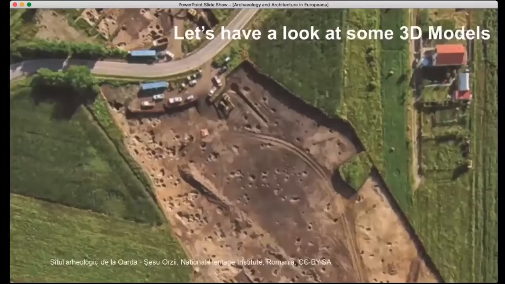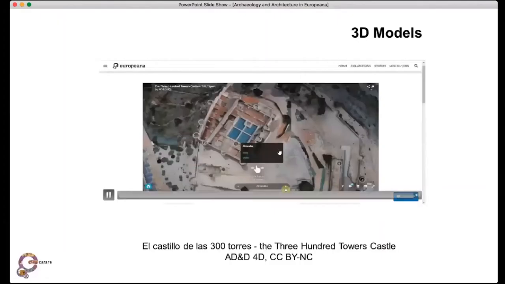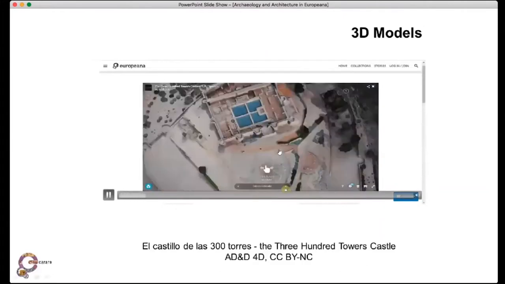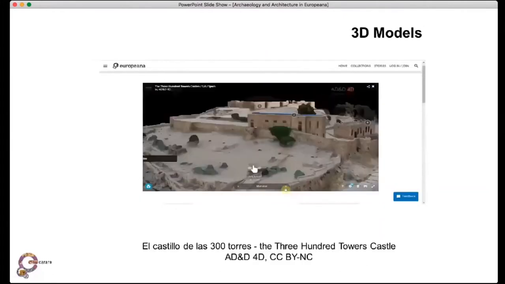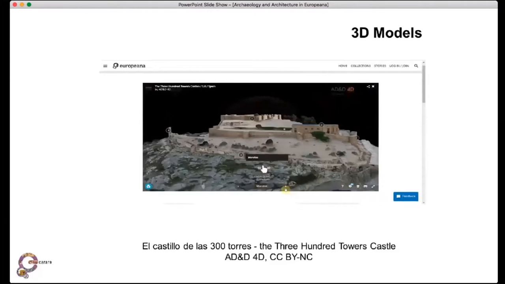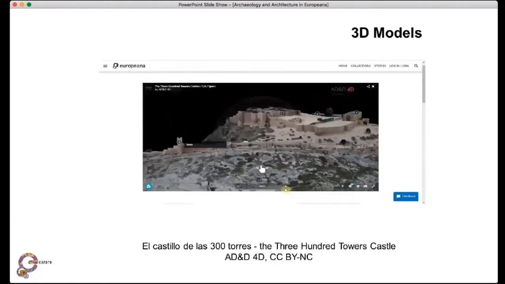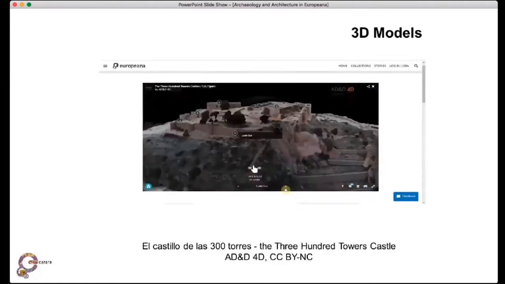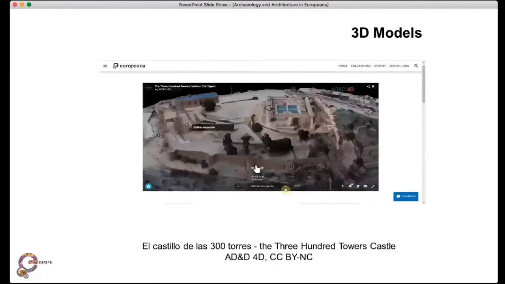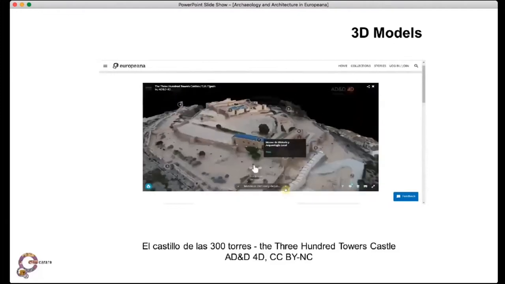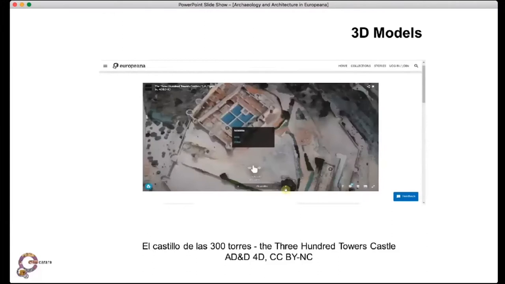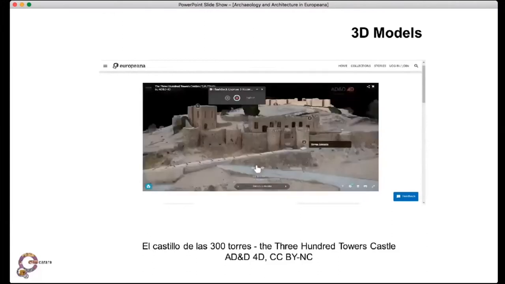Let's move on to take a look now at some of the 3D models. Ramon Muntaner, a Catalan gentleman and writer, referred in his chronicle to the castle of Onda and its walled enclosure as of the 300 towers. The fortress was built by the Muslims in the 10th century on the ruins of ancient Iberian and Roman settlements.